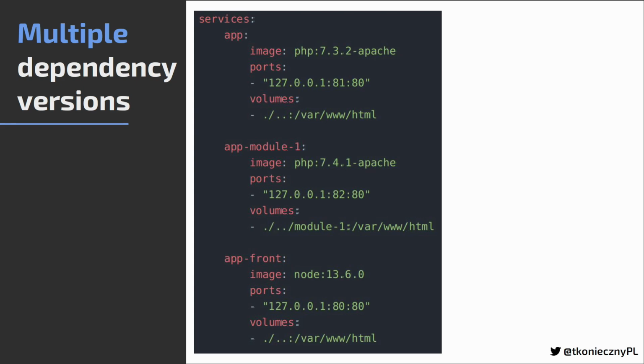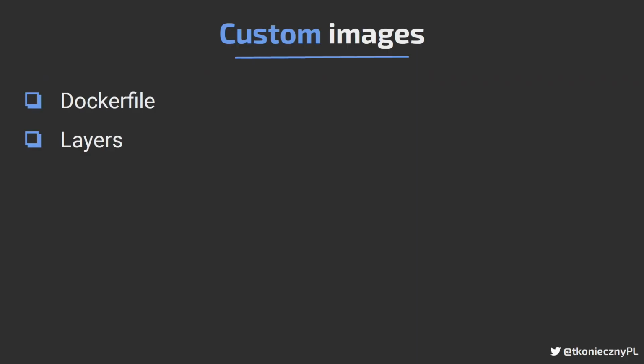So even if the application requires very different versions of, for example, PHP, we can create a few different containers, and we'll have, for example, PHP 7.3.2 or 7.4.1, etc., and maybe some Node container. And we can manage it really easily, and we can have a lot of different versions at the same time. So it makes it simpler.